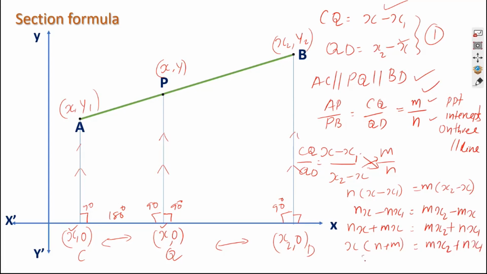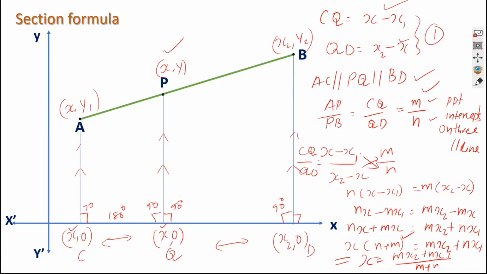Or I can write x is equal to mx2 plus nx1 upon m plus n, the same one. So we conclude this way. x can be found using a formula. My dear students, I reached a formula to find out x, which was what we were searching for.